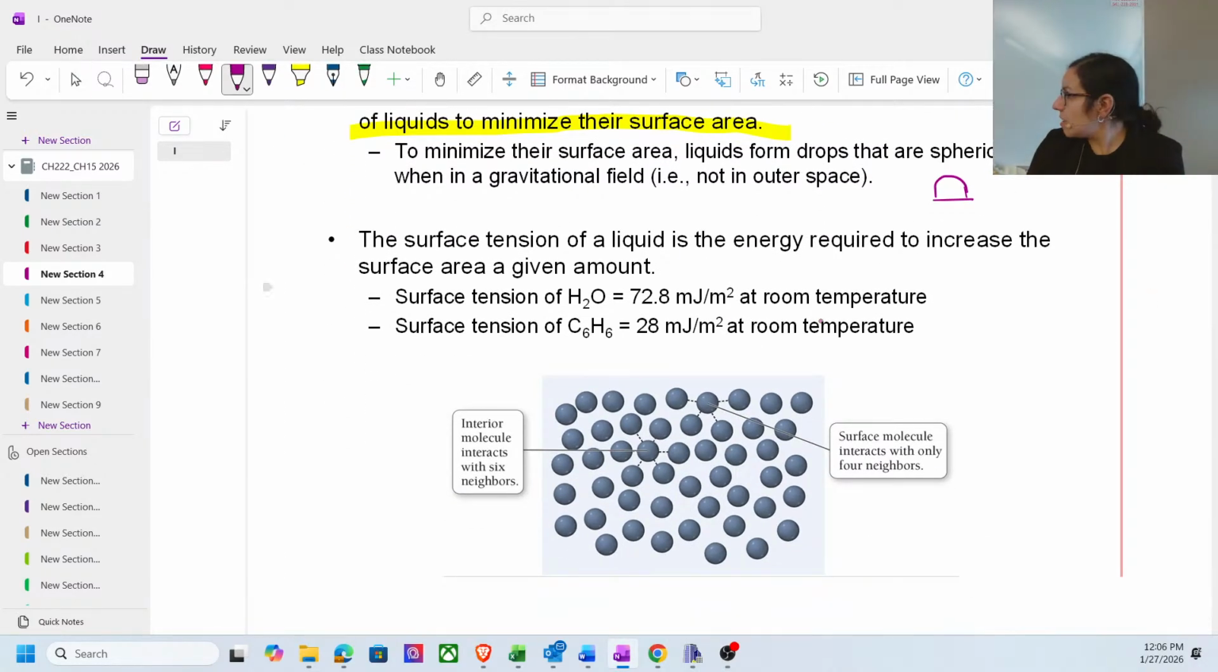I'll bring in the demo, and you guys can play with it and see. What we're getting at is that water, with that hydrogen bonding and all those intermolecular forces, really increases that surface tension.